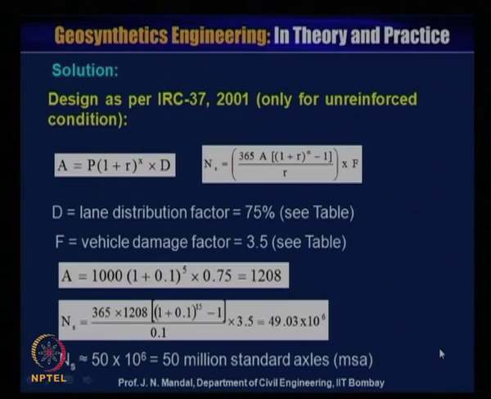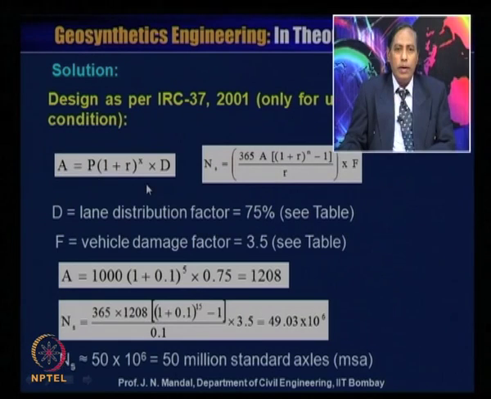Now the solution. So we adopt initially the design as per IRC 37-2001 only for the unreinforced condition. We have earlier shown you this equation for IRC. A is equal to P into (1 plus R) to the power X into D, and also we have shown what is NS: 365 A into ((1 plus R) to the power N minus 1) by R into F. So where D is the lane distribution factor, that is 75%.